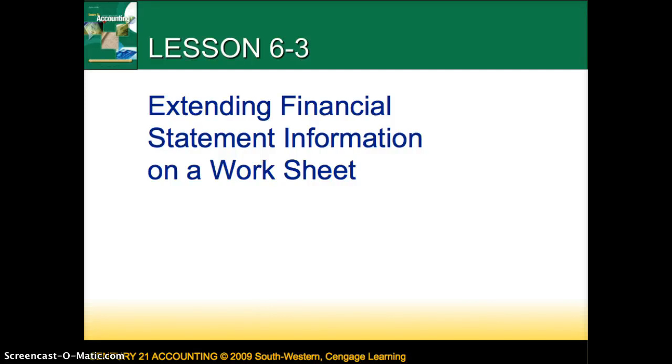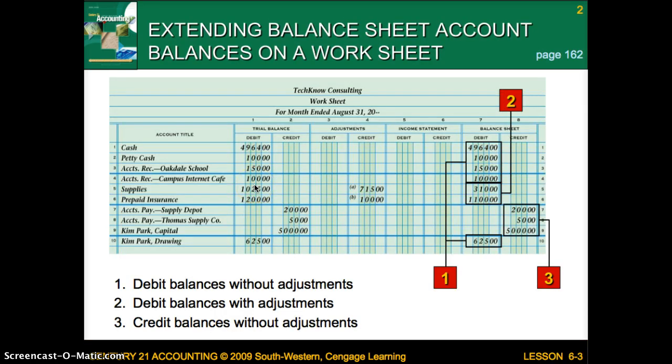This is lesson 6.3, found on page 162 of your book, Extending Financial Statement Information on a Worksheet. We talked about this a little bit in the last lesson. All we're going to do is move over our debit balances without adjustments. So if the cash is $49.64 on the debit side of the trial balance, we'll move it over to the balance sheet, $49.64 debit side. We'll get all of those done that don't have adjustments.